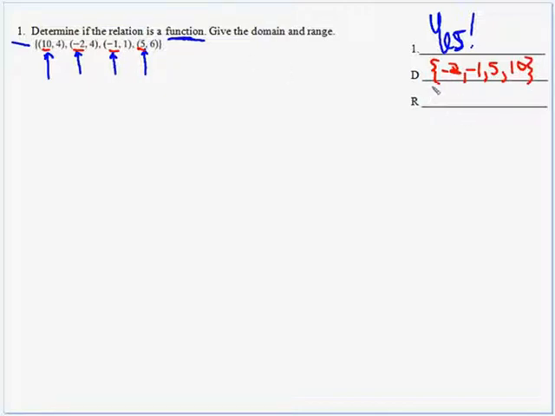The range is all the y values. So I'm going to do another bracket. And let's see my y values. I have a 4, another 4. There's a repeater, and we only put the repeaters in once. And then I have a 1 and a 6. So 1, 4, 6. There's our range. Again, don't put the repeaters in twice.